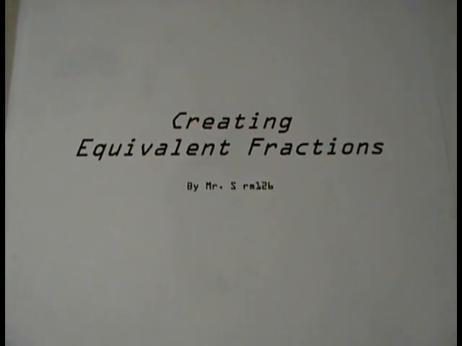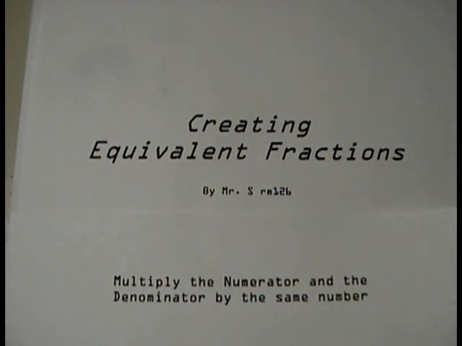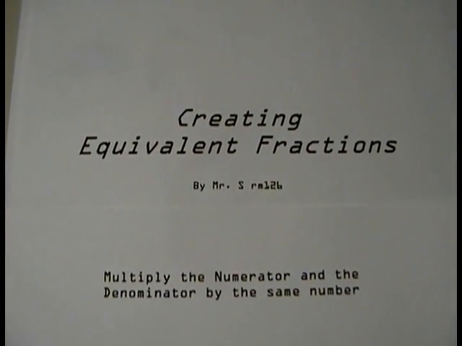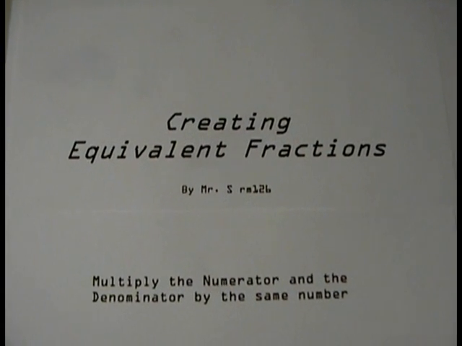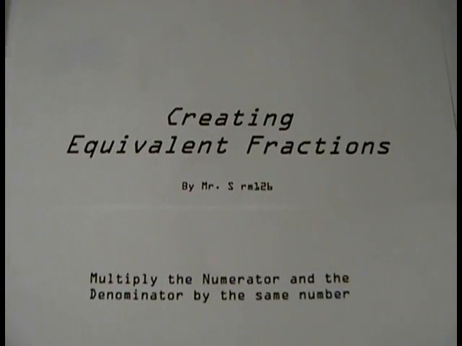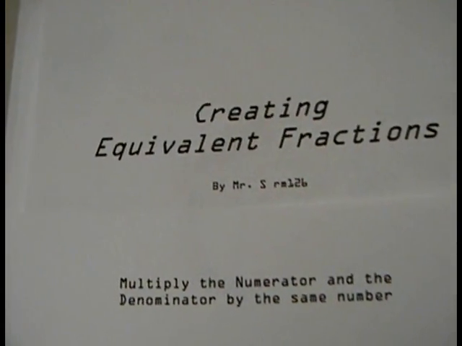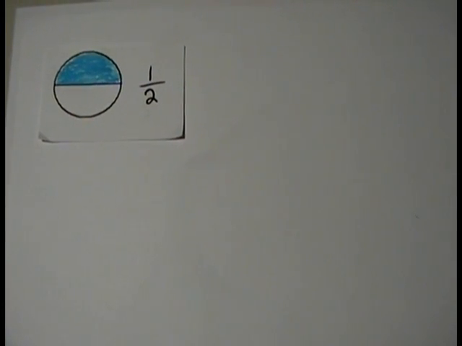Creating equivalent fractions isn't nearly as hard as it sounds. You just need to remember one simple rule. Multiply the numerator and the denominator by the same number. By doing so, you'll rename the fraction, but you won't change what that fraction is worth. Let's take a look at a few examples.